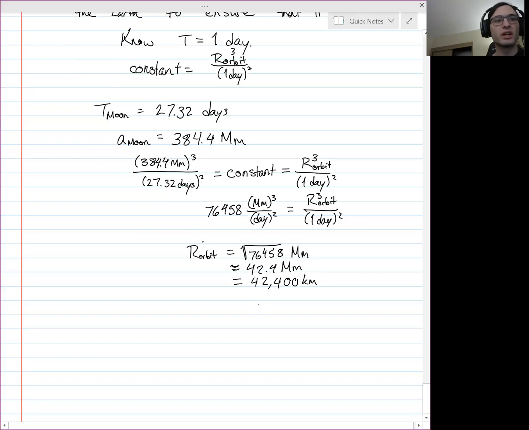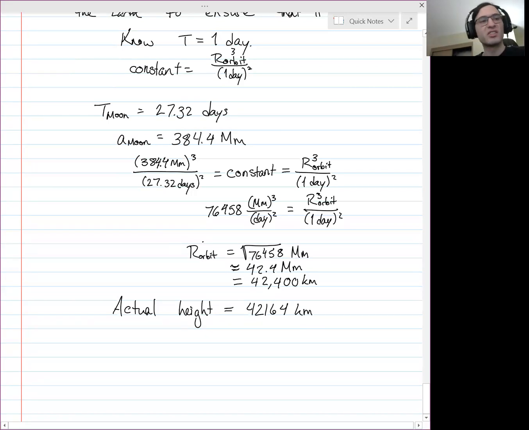So then you can ask, okay, how accurate is this calculation? It turns out that the actual height of geostationary orbit is 42,164 kilometers, which, all things considered, is pretty good, right? It's less than 1% error, so I would count that as an absolute win.